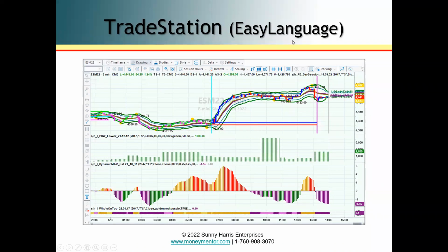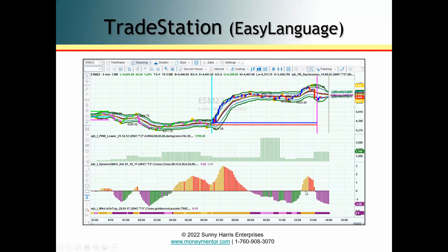So this is TradeStation, which uses a programming language called EasyLanguage. Here's a 5-minute chart of the E-mini current contract. You can see also, I forgot to tell you, I have this little indicator called day open, high, low. So the open of the day is colored blue, the low of the day is colored red, and the high of the day, for some reason, is not on there, but this was the high of the day right at the end.